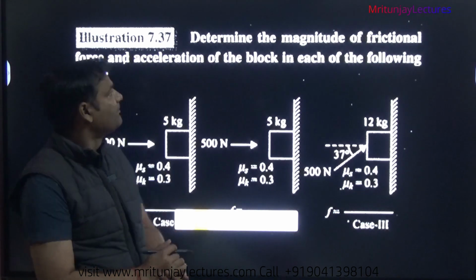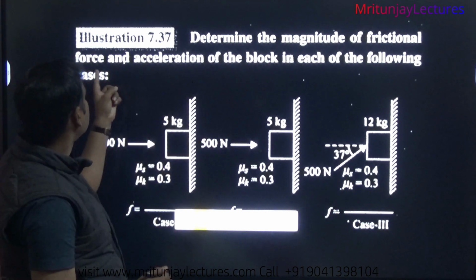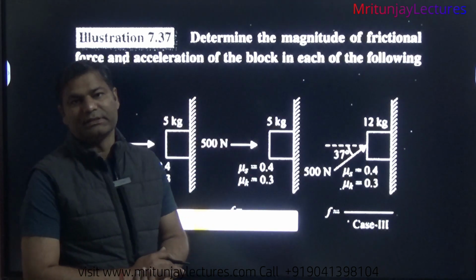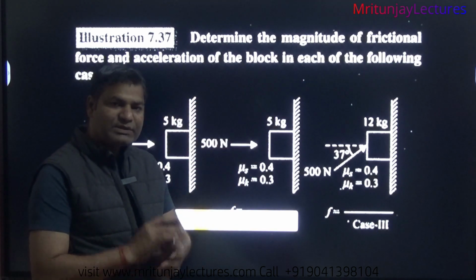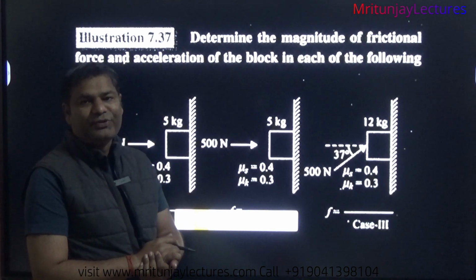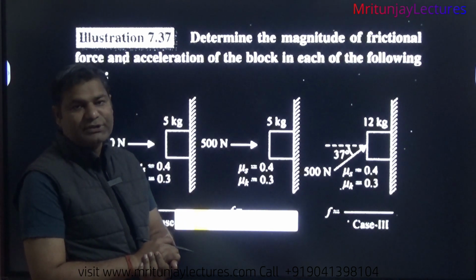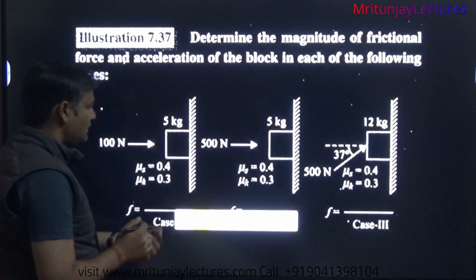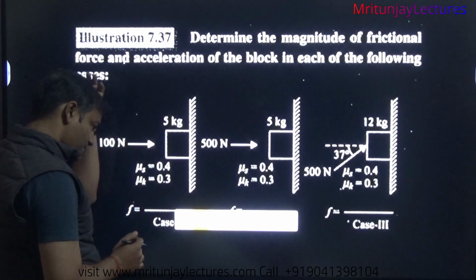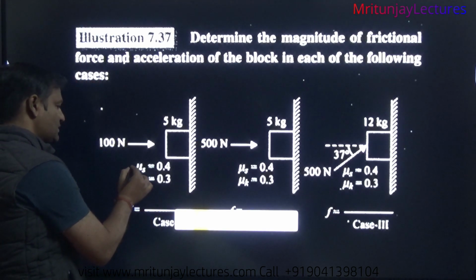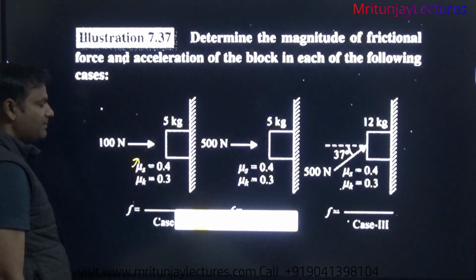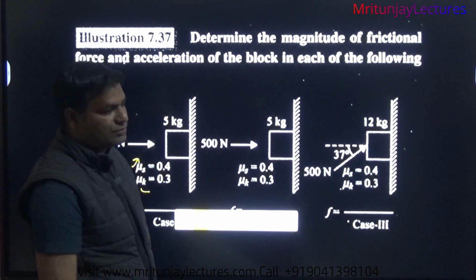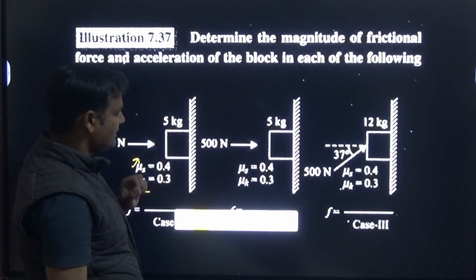Now, according to the question, determine the magnitude of frictional force and acceleration of the block in each of the following cases. So we have to focus. What is our motto? Our motto: determine the magnitude of frictional force and acceleration of the block. First of all, μs means coefficient of static friction, μk means coefficient of kinetic friction, that one is 0.4, that one is 0.3.